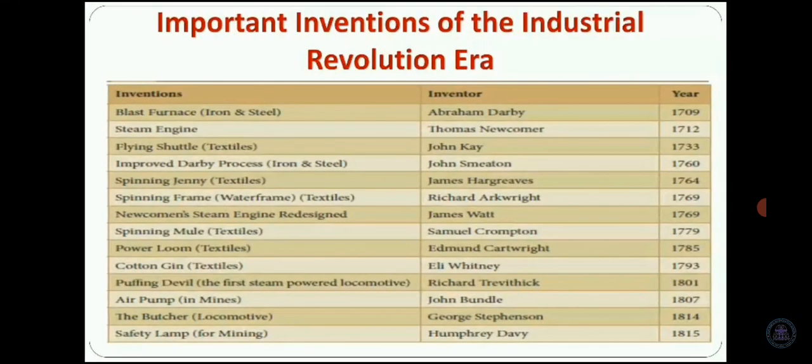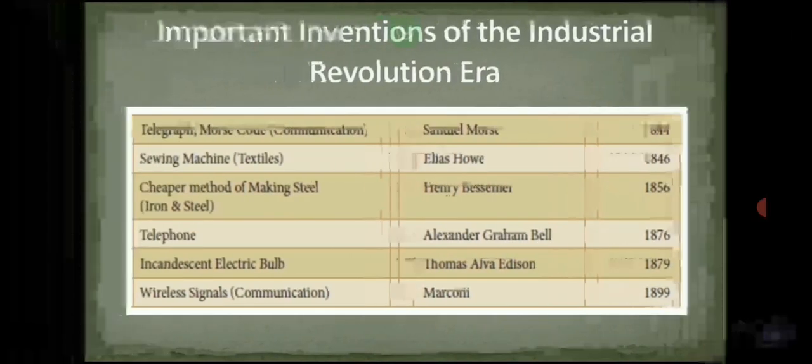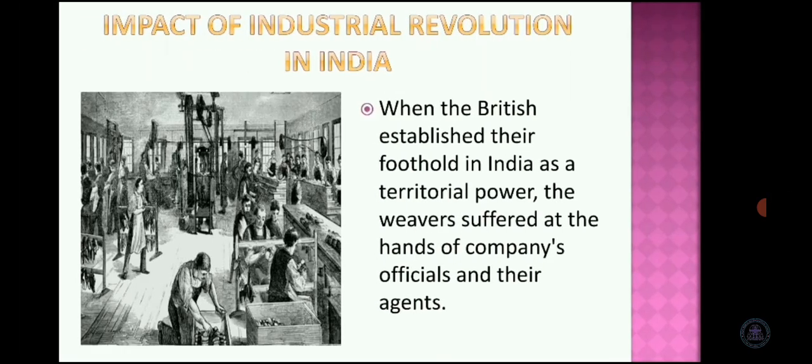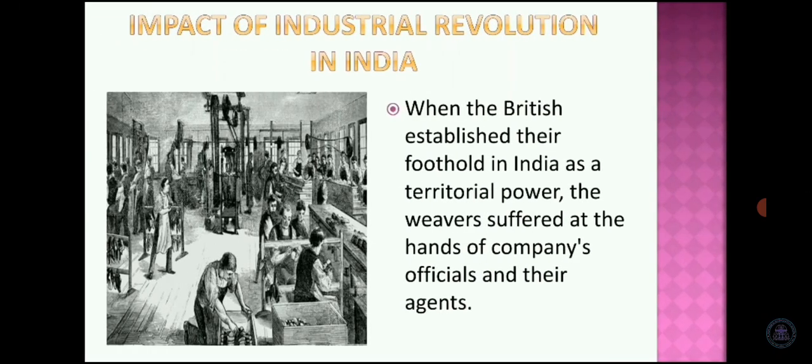Important inventions of the industrial revolution. Impact of the industrial revolution in India.